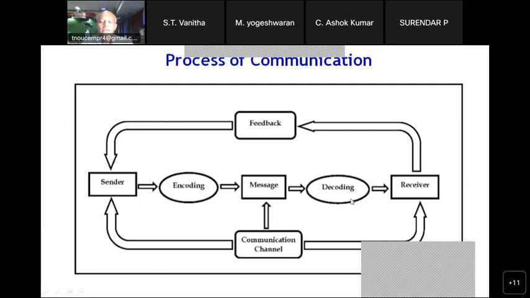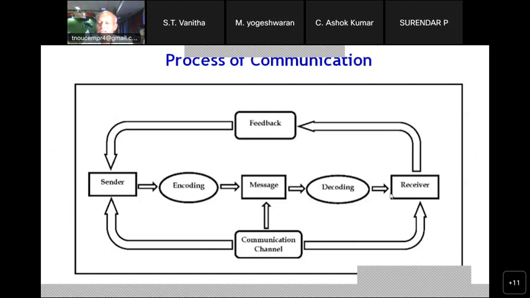Now let us come back. What is the process of communication? You look at the diagram, there are some arrow marks, and it is starting from the sender. Okay, the sender is the starting point. And in our situation, who is the sender? Can somebody write through the chat box? Who is the sender?